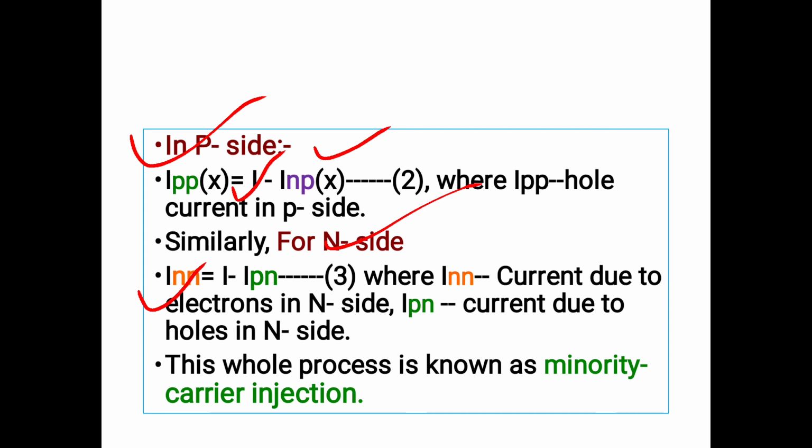The whole process is known as minority carrier injection, and this is the reason why the diffusion capacitance is formed in the case of forward biasing.